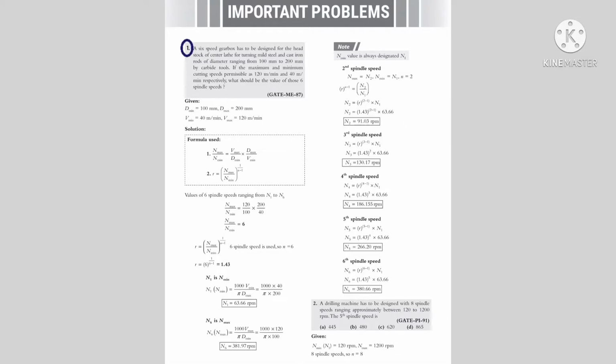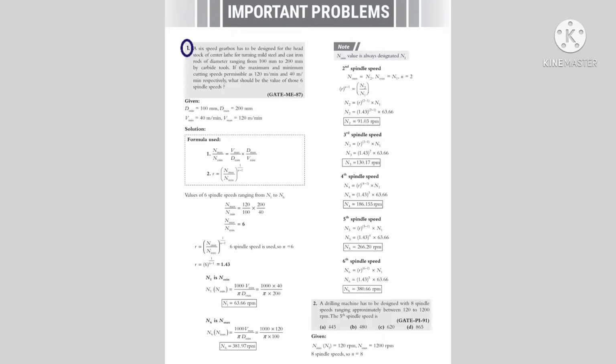In problem number 1, a 6-speed gearbox has to be designed for a center lathe for turning mild steel and cast iron rods of diameter ranging from 100 to 200 mm. So here the maximum diameter is 200 mm and the minimum diameter is 100 mm, and the maximum and minimum cutting velocities are given as 120 and 40 meters per minute.